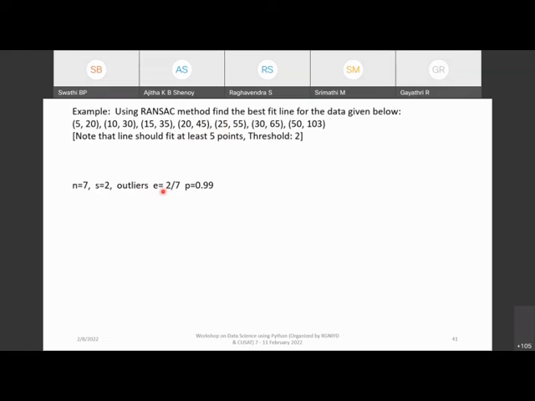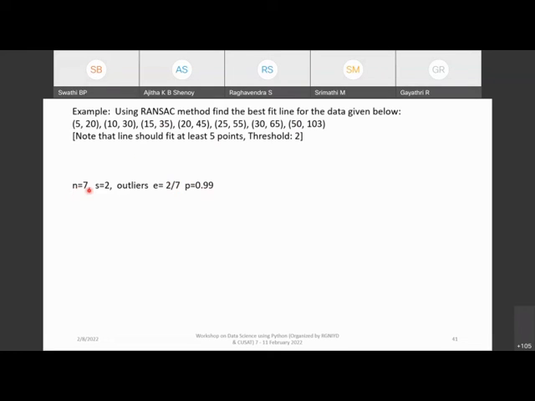So the probability of outlier e is equal to 2 by 7. Out of 7, 2 can be outliers, so the probability is 2 by 7. That's equal to somewhat around 0.2 something. Then P I will choose is equal to 0.99. That means with 99% probability, I am going to get the correct fit for the given data.